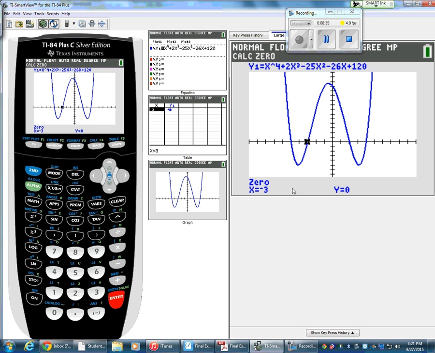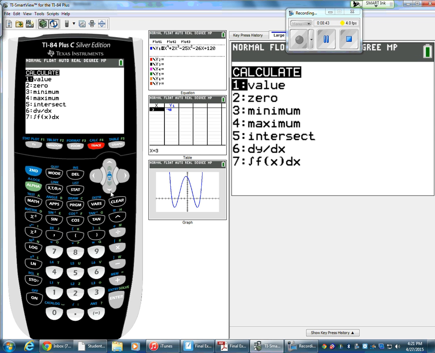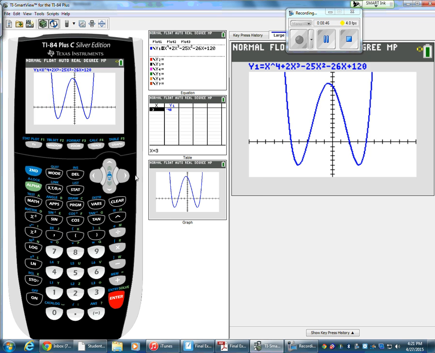And I would get negative 3 as a 0. So negative 3, 0 would be your second answer. And then I've got 2 more to do. And it looks symmetric, but it's not quite. It's not centered at 0. So it is symmetric. It just doesn't have the y-axis as my line of symmetry.